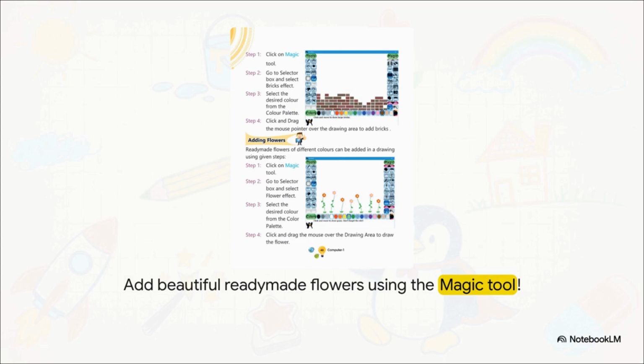Step 3, pick your desired color from the color palette. And Step 4, simply click and drag your mouse over the drawing area. Just like that, a beautiful flower grows right there on your canvas. And you know what? You can do the exact same thing with grass or even a super cool brick wall effect.